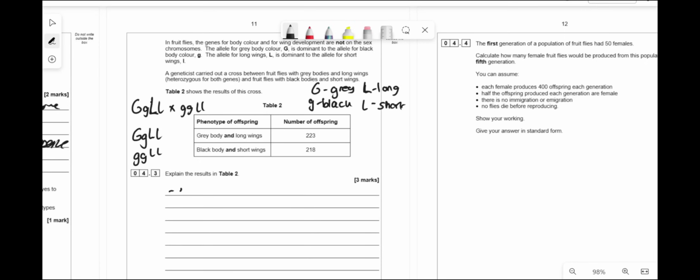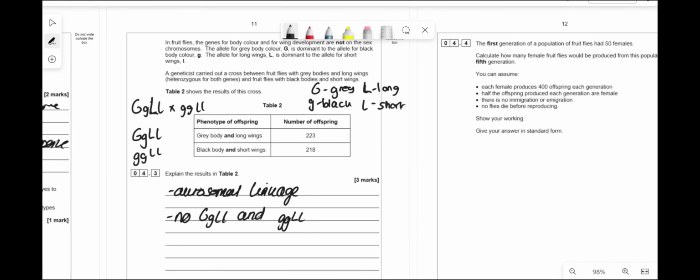So here you would say there's autosomal linkage, and we need to explain why that's the case. So if you think about what's going on here, you've got no offspring with these phenotypes: big G, little g, little l, and little g, big L, little l. So you've got no black body long wings, and you've got no grey body short wings. So that implies that there is autosomal linkage. Now we need to talk about what that means.